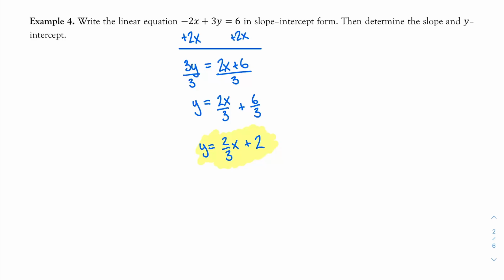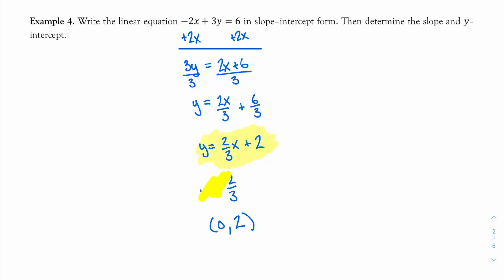The second part says find the slope and the y-intercept. Well, remember, the number in front of x, this is mx. So I know that my slope should be 2/3. And my y-intercept, this is 0, comma, whatever my b value is for y equals mx plus b. In this case, my b is positive 2.